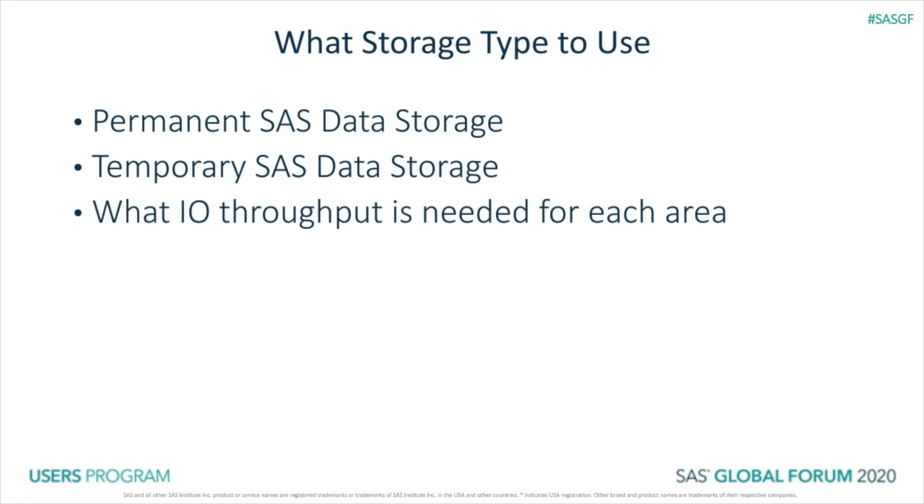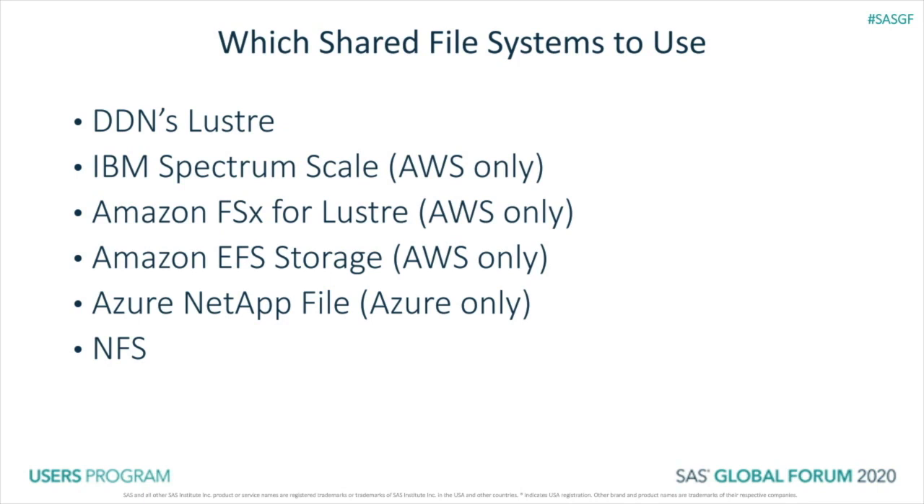There also is going to be a lot of detail in the actual paper itself for you to be able to understand. I mentioned if you were using SAS Grid, a shared file system is a requirement. So what do you have available to you up in the public cloud? You have DDN's Lustre shared file system. It's available everywhere through the marketplaces associated with the public cloud. IBM Spectrum Scale, formerly known as GPFS, is available through the marketplace in Amazon. Amazon has a special usage of DDN's Lustre. They call it Amazon FSx for Lustre.